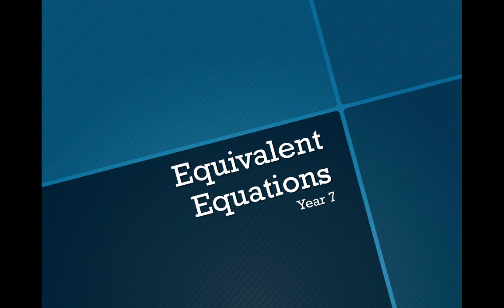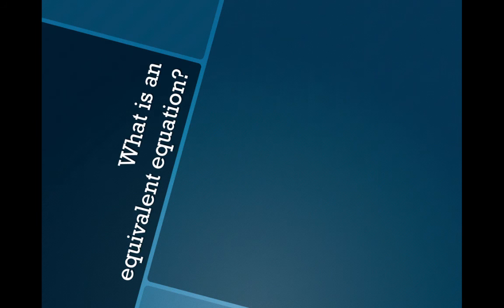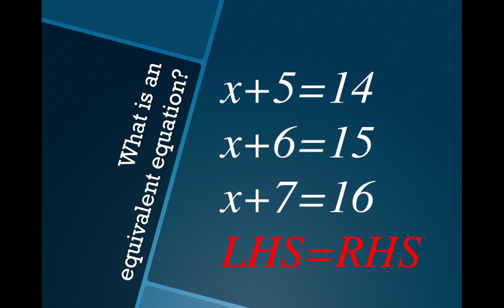Hello, Year 7s. In this video, we are going to be looking at equivalent equations. Sometimes, two equations essentially express the same thing. For example, the equations x plus 5 equals 14, and x plus 6 equals 15, and x plus 7 equals 16 are all made true by the same value of x. Remember, a true equation means that the left-hand side has the same value as the right-hand side. And each time, you can see that we added 1 to both sides of the equation.